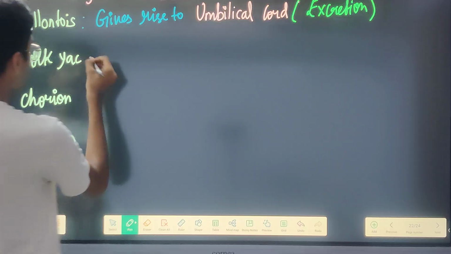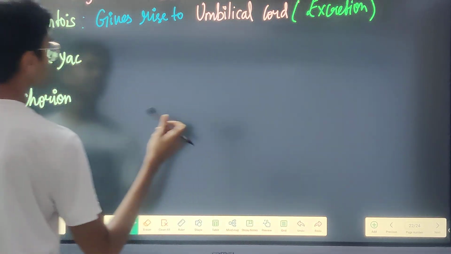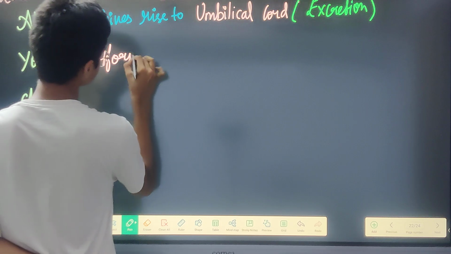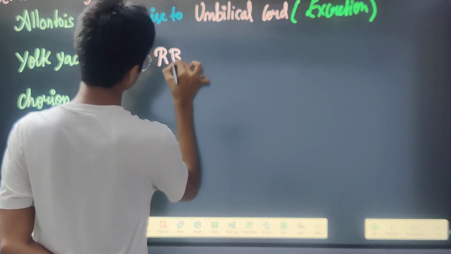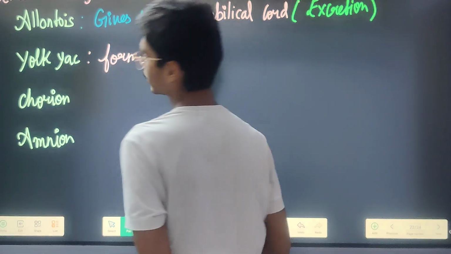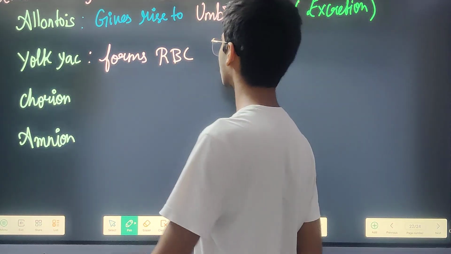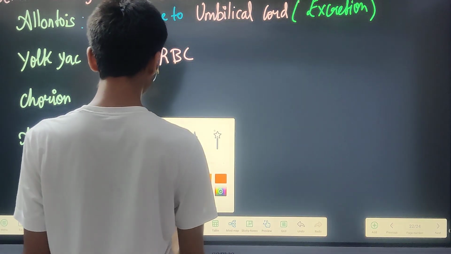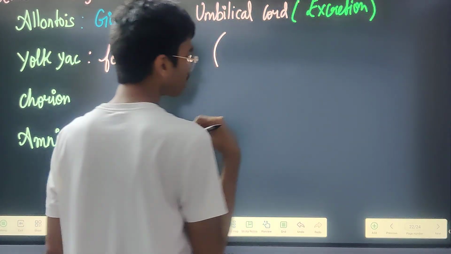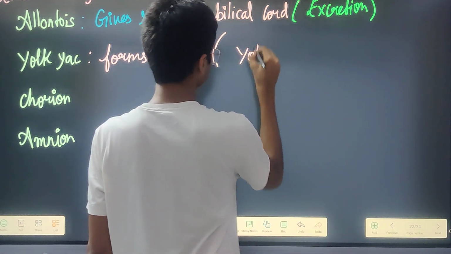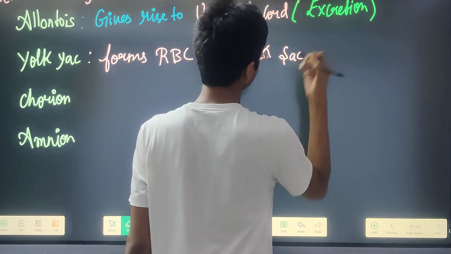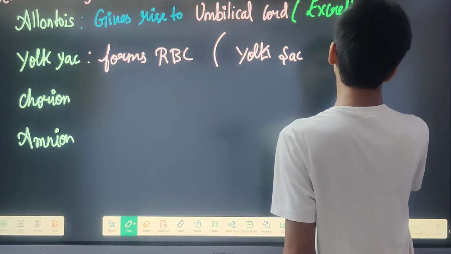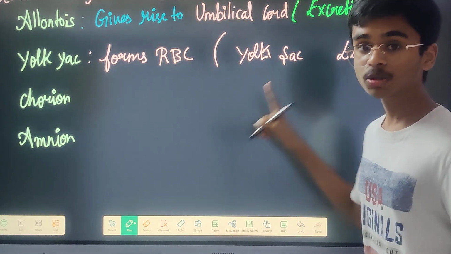Now next is the yolk sac, very very important and very very interesting. It forms RBC, that means it gives blood also, you can write. Actually, you just check this. When you are very very young, first the yolk sac is the thing that is going to give you the blood. Then after this, liver is the one that is going to give you blood. Then after this only bone marrow.